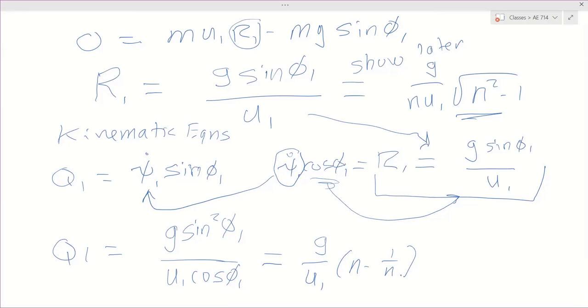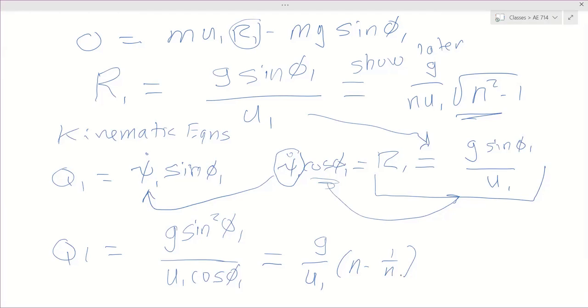And on an airplane, those variables are a bit easier to measure than turn rate. Load factor, you can measure with an accelerometer. Bank angle, you can just look at the artificial horizon and you can see what your bank angle is. And you could derive turn rate from those basic variables.